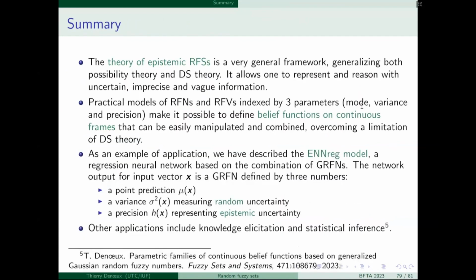So to summarize, I have defined what I think is a very general framework. I call it the theory of epistemic random fuzzy sets. It extends both possibility theory and Dempster-Shafer theory, and it allows us to represent and reason with information which is uncertain, imprecise, and vague.